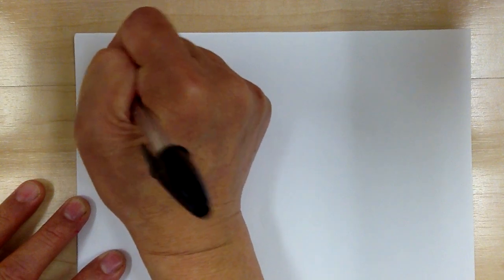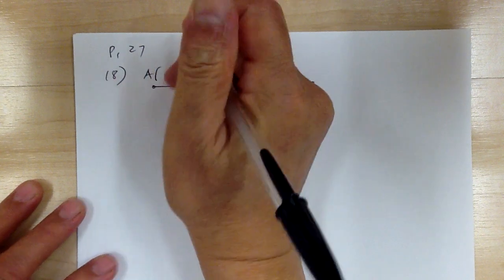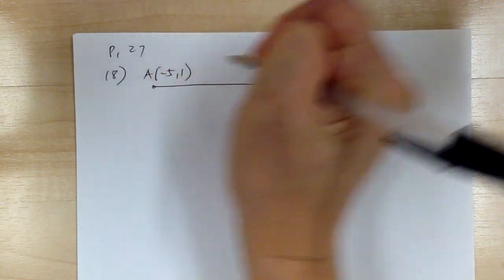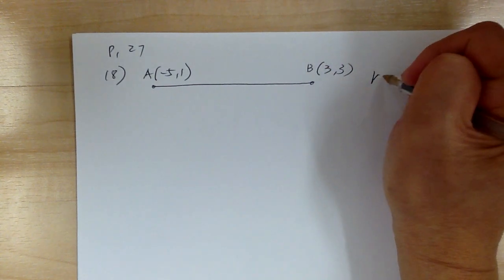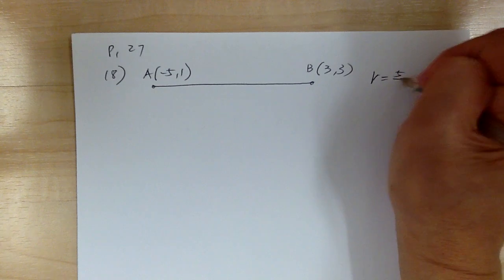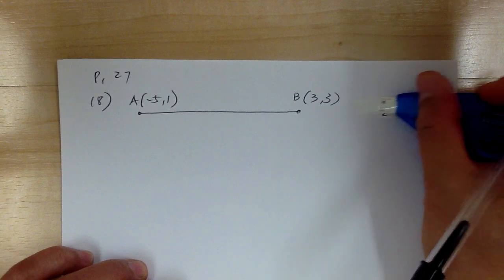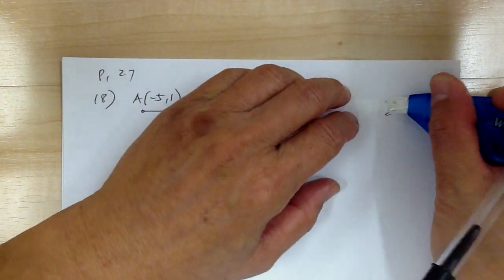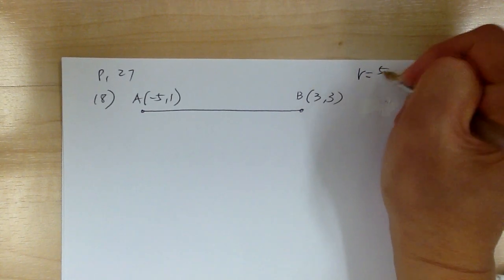Okay, let's go to 18. Okay, so again, you got 2 points. So point A is at negative 5, 1. Point B is at 3, 3. And the R is equal to 5/2. Okay, so we're having a problem right over here because this is bigger than 1. So put up here, R equal to 5/2.